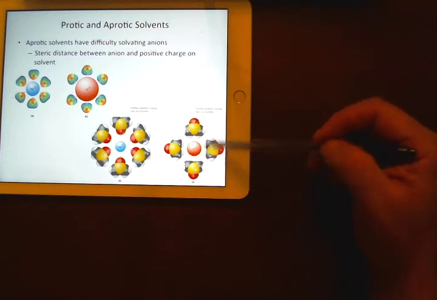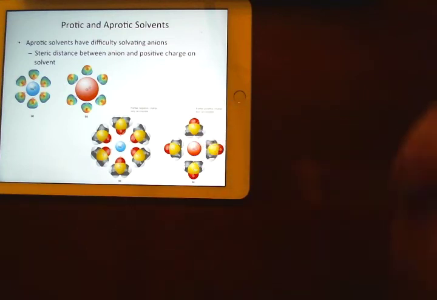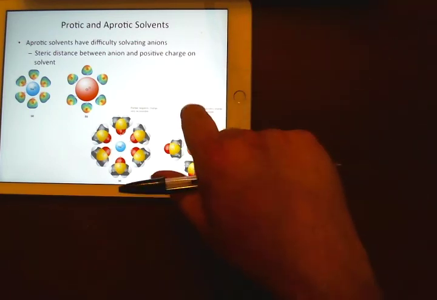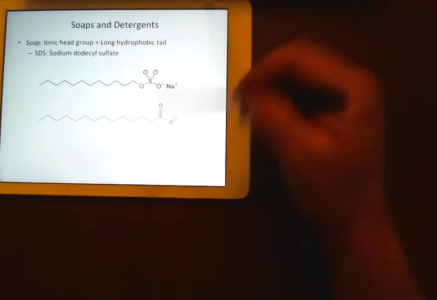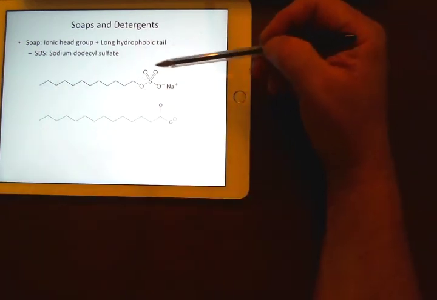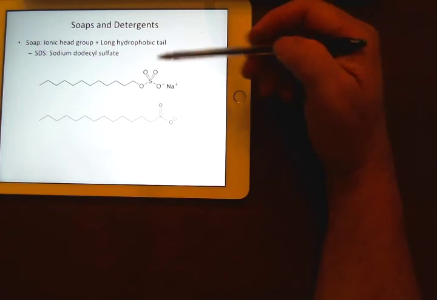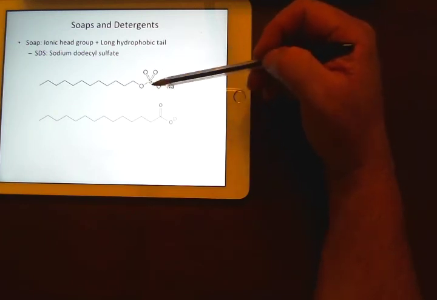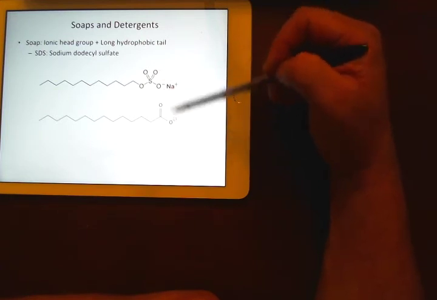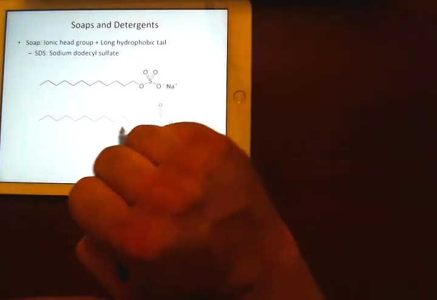And so it's a little bit tougher for this because of steric repulsion in there. You're trying to jam some methyl groups in there, it just doesn't work real well. Okay, so for soaps and detergents, how these work is that you have a highly large ionic head group, or at least a very, very polar head group at the front, or here, and then you have a long hydrophobic tail.